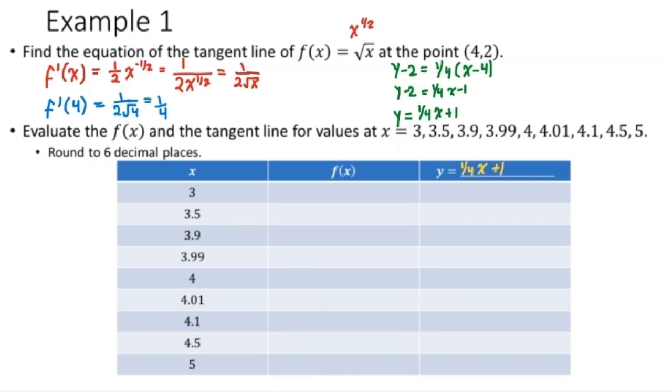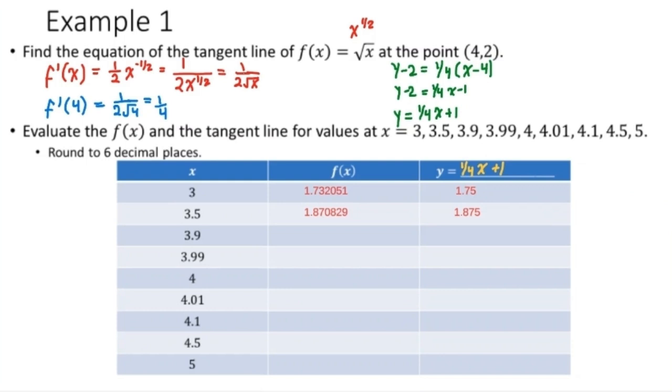Now we're going to evaluate our function, f of x, and our tangent line for various values of x. Starting off with 3, if we plug 3 into f of x and approximate, rounding to 6 decimal places, we get that f of 3 is approximately 1.732051. If we plug 3 into our tangent line, whether we use Desmos or calculate by hand, we get approximately 1.75. Notice how close 1.732051 and 1.75 are.